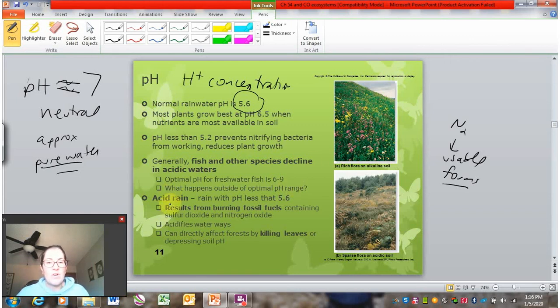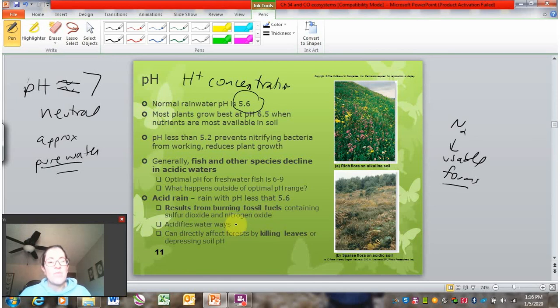You may have heard of acid rain. Acid rain, we've already said that rain is always a little bit acidic, but if the rain has a pH less than 5.6, so even more acidic, that's usually caused by human interference, or it's unnatural causes, basically. And the big one is fossil fuels. So the burning of fossil fuels contributes things like sulfur dioxide and nitrogen oxide to the atmosphere. And when those are in the atmosphere, they react with the rainwater, and that acidifies the rainwater.